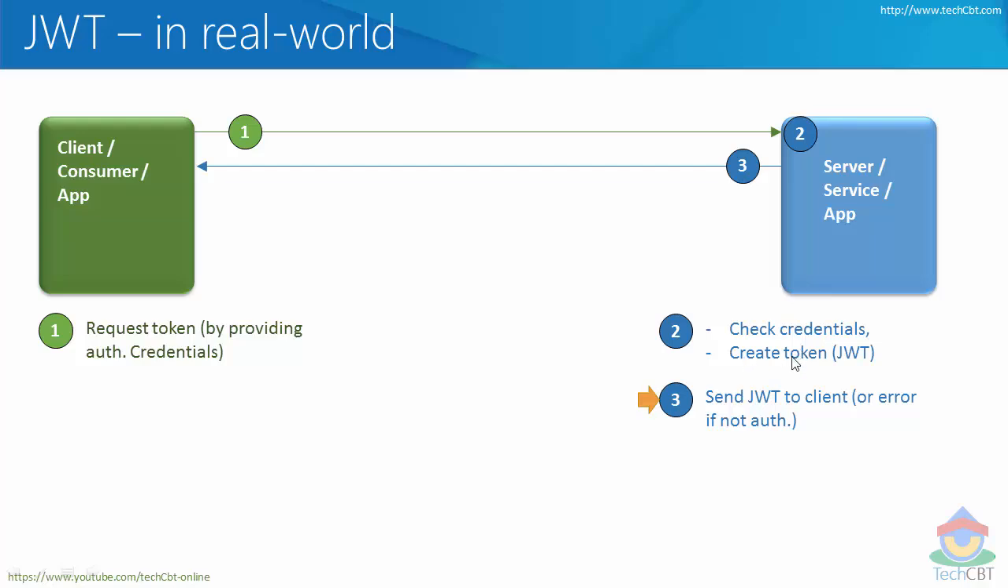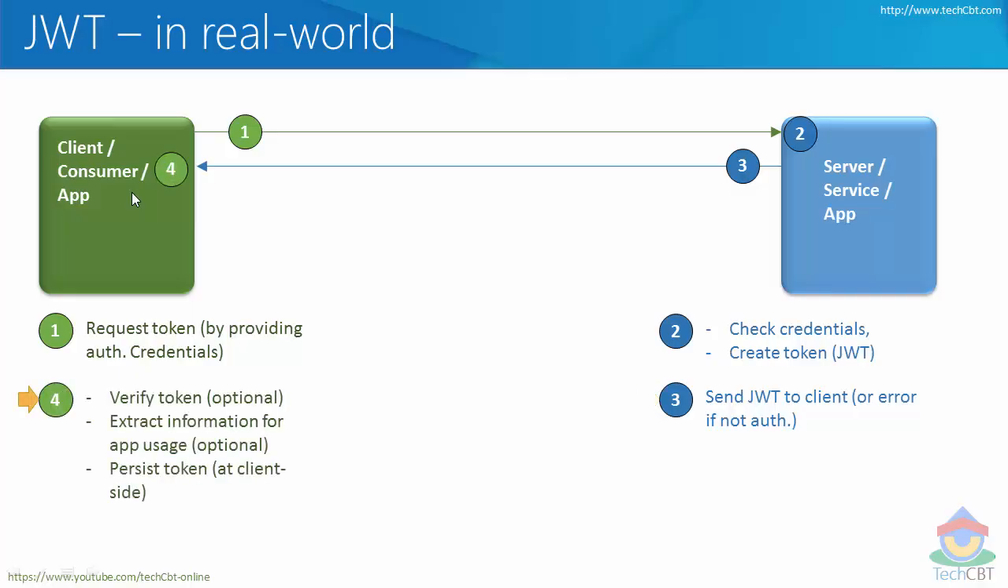And once the JWT has been created at the server, it will be sent to the client, and that will be received by the client here. So for some reason, if the credentials are wrong, instead of sending the JWT, it can actually send an error message to the client saying that it is not authenticated based on the information the client has passed. So you can see the first step, it requests the token. The second step, this one validates the credentials, creates the JWT, and sends the JWT to the client or the consumer. And now the fourth step is at the client right here.